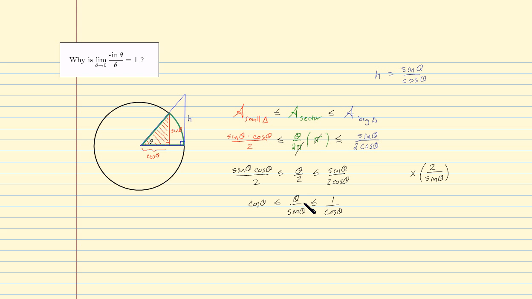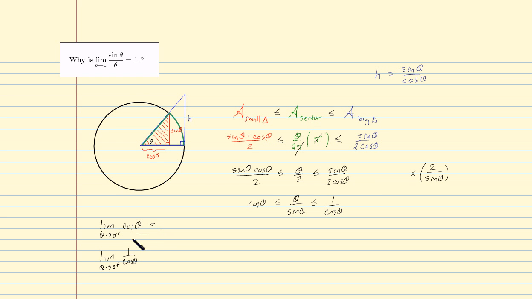So what I want to do now, given the fact that this is trapped between cosine of theta and 1 over cosine of theta, for all sufficiently small positive values of theta, again, that puts us in the first quadrant, I want to consider what exactly is the limit as theta goes to 0, again from the positive side, of cosine of theta, and the limit as theta goes to 0, again from the positive side, of 1 over cosine of theta. So that's what happens to this piece and what happens to this piece for small positive values of theta.